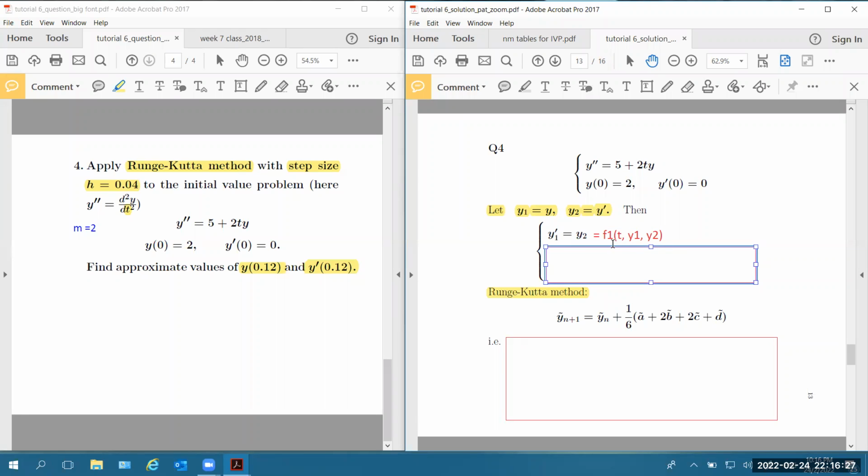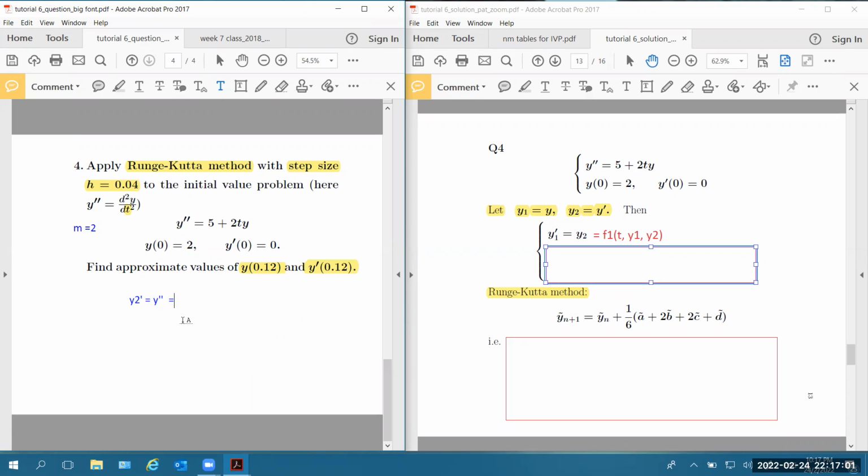Previously, we'd write f1(x, y1, y2), right? But because here they don't use x, they use t, therefore I put f1(t, y1, y2). Now let's see the second one. Second one, I'm going to differentiate y2, so I get y2 prime equal to y prime prime. And what is y prime prime here? This one is easy. What is y prime prime?